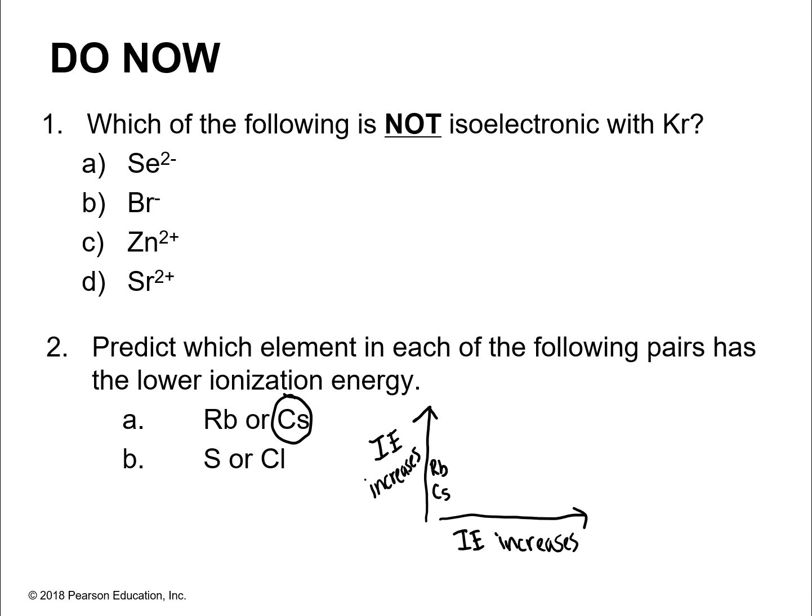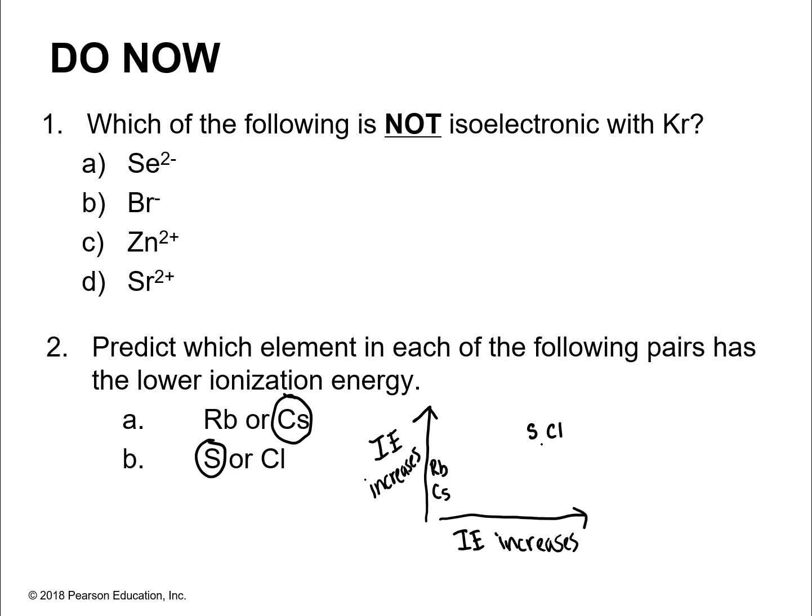What about B? Which one has lower ionization energy? Sulfur or chlorine? Yeah, it looks like we're agreeing on that one. It's going to be sulfur. So sulfur and chlorine are in the same period, and sulfur comes first. So that means it's going to have a lower ionization energy than chlorine. This is the type of question you're going to have to be able to answer on an exam, like the one you'll have next week.